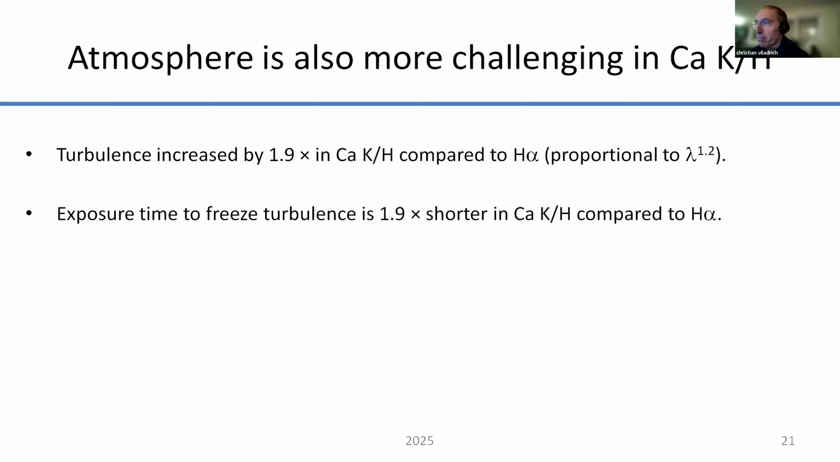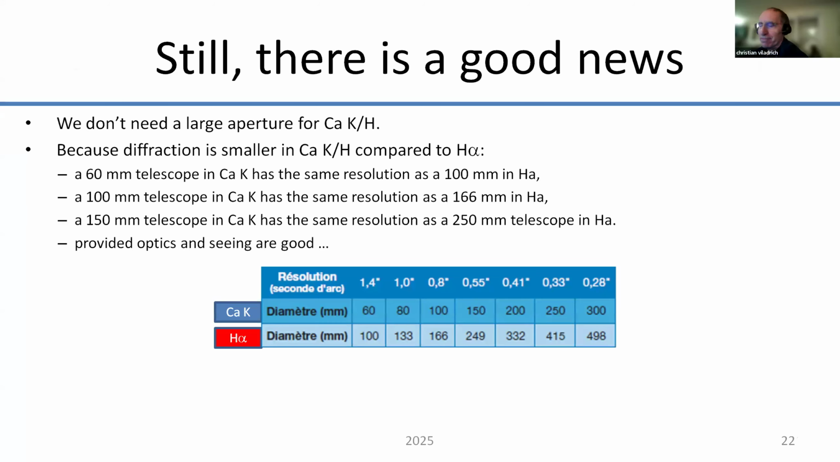Second issue, the exposure time to freeze turbulence is shorter. So you have to decrease exposure time to freeze turbulence. And again, there is a factor of about 2. So you see that there are a lot of challenges, the optics, the turbulence, and this explains why it is really difficult. But still, there are good news. Fortunately, there are good news.